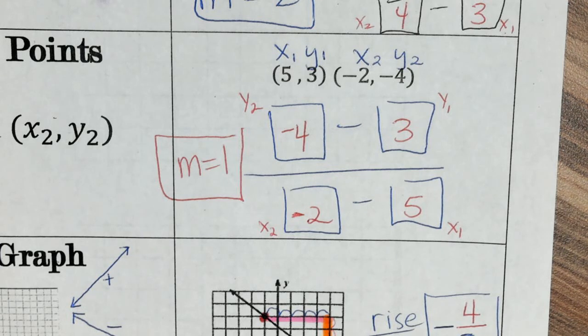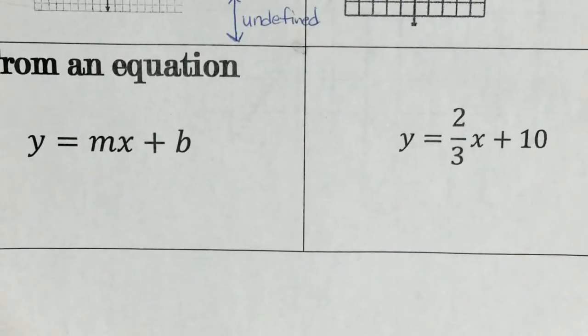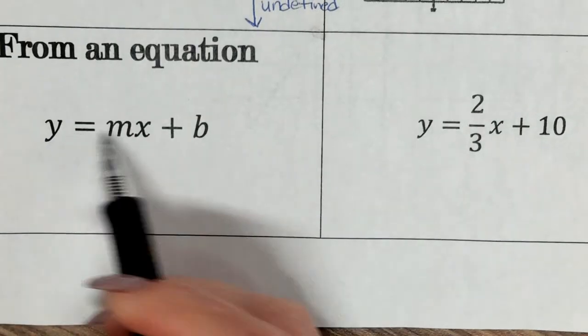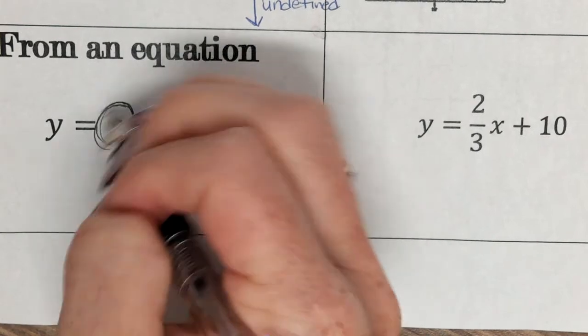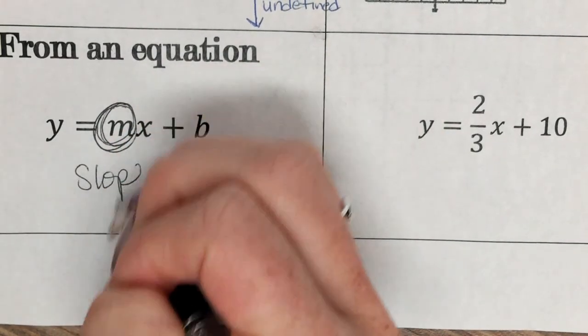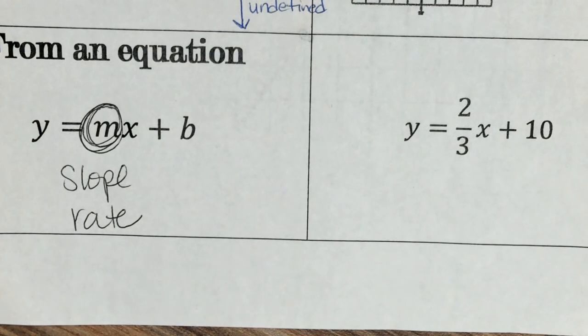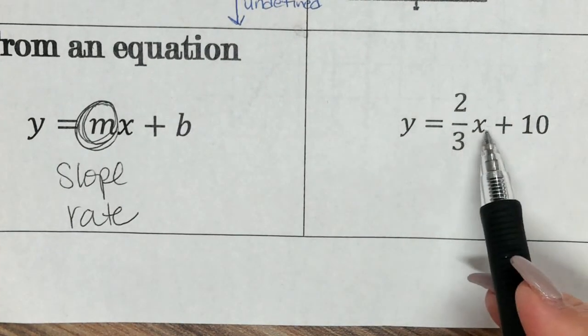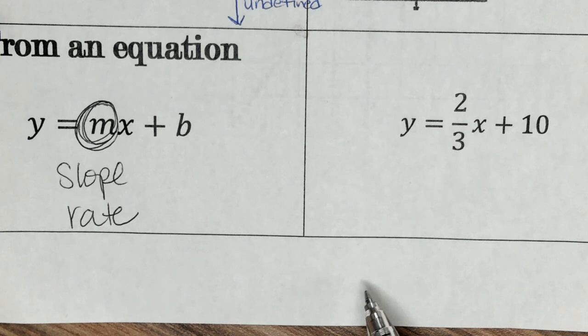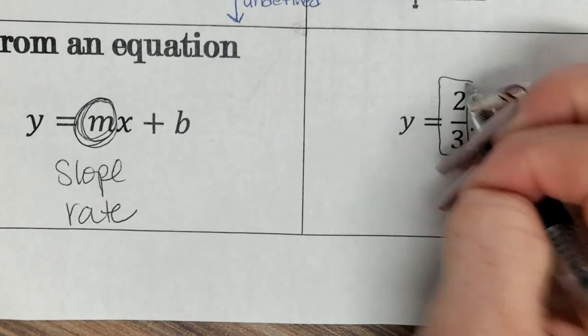No? Okay, now look at the very bottom. This actually is not on your assignment. I just want to remind you. In y equals mx plus b, the m is the slope and rate. So if they give you an equation, like y equals 2/3 x plus 10, would you be able to tell me which number is the slope? Yes. What is it? It's just 2/3 because it's in that spot.